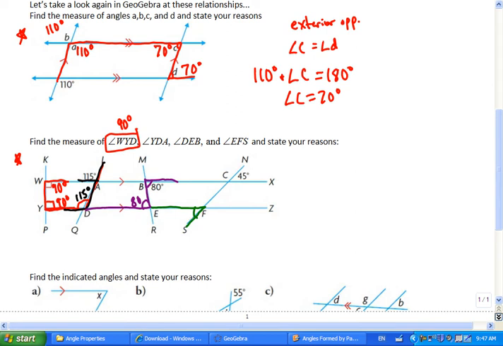Okay, what could EFS be? 45. Yeah, 45 is correct. How did you know it? Yeah, it's the outside part of a Z. It's alternate exterior angles.